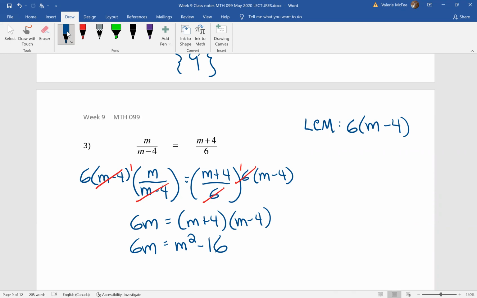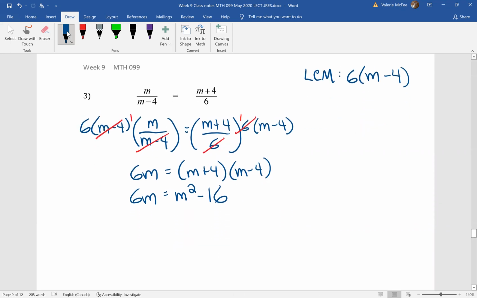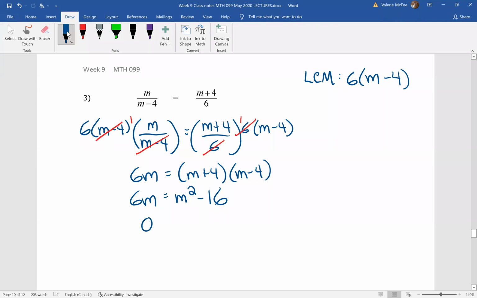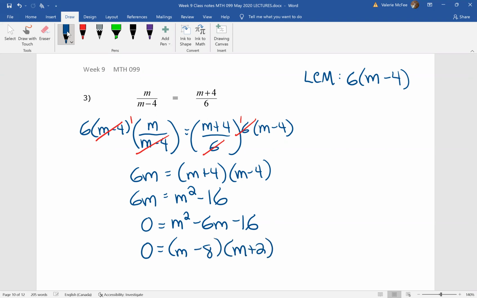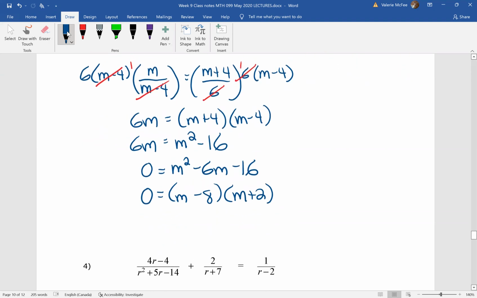Now we have a quadratic equation. We have m squared. We want to solve this by factoring. That means the equation needs to equal 0. I'm going to subtract 6m from both sides. Don't forget your 0. I don't want to see your factoring work here. I only want to see the factors.